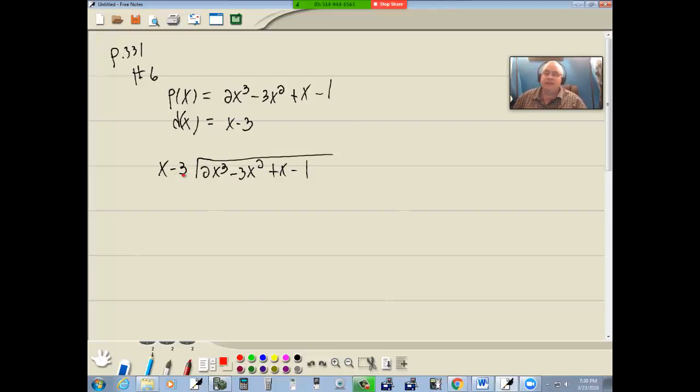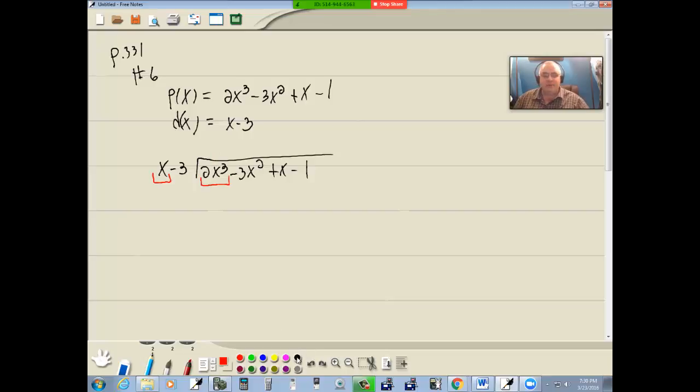Now, these have to be in standard form. So they have to be arranged from largest power down to smallest, which they both are. And you can't have any missing powers. If you have any missing powers, you have to put 0 placeholders for it. And I'll do another setup after this just so you see what in the world I'm talking about.